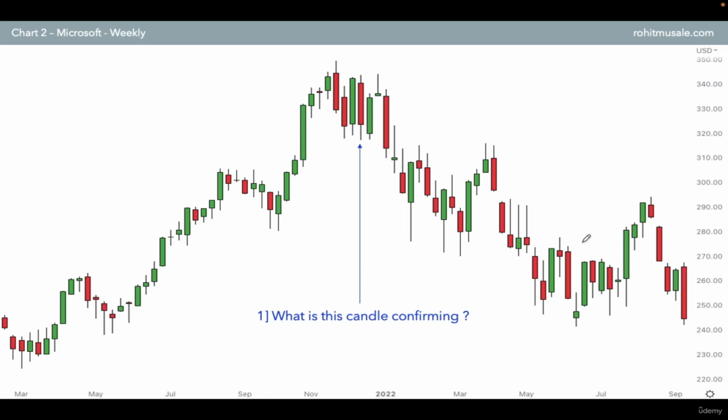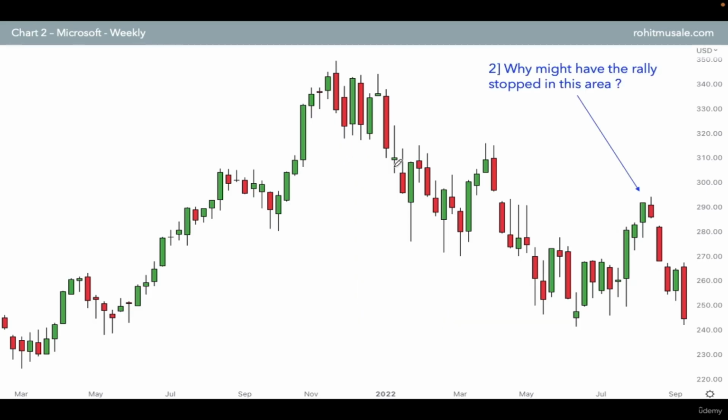Anyways, coming to our second chart. Now, the previous one was a daily chart. This is a weekly chart of Microsoft. So the first question is, what is this candle confirming? So we are looking at this black candle. Second question, why might the rally have stopped in this area?